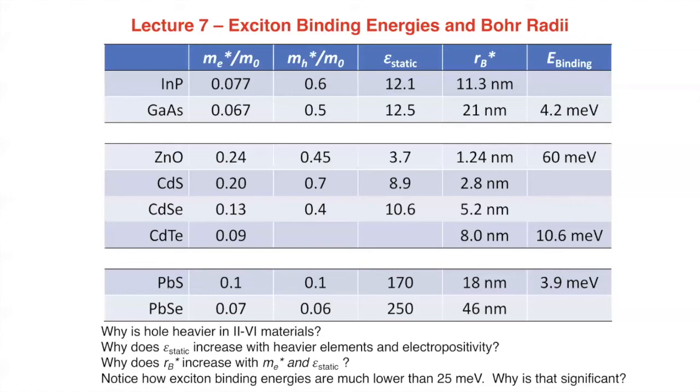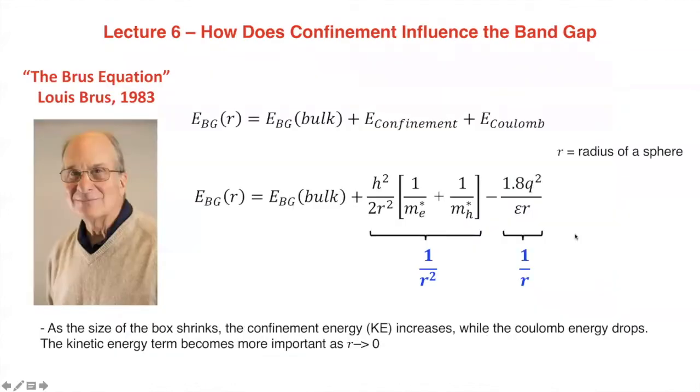All right, we talked about this Brus equation. There's our nice picture of Professor Brus, who formalized this equation. He illustrated how the particle in a box confinement potential can be used to talk about the band gap energy in a quantum confined particle, and that the confinement energy is a function of the size or radius of the particle, related to the bulk band gap and then modified by these confinement and Coulomb terms.